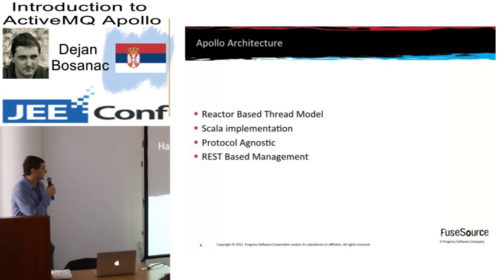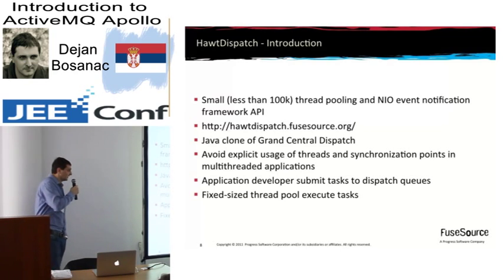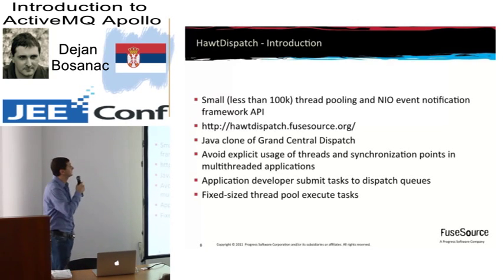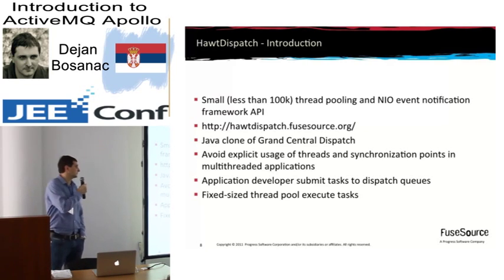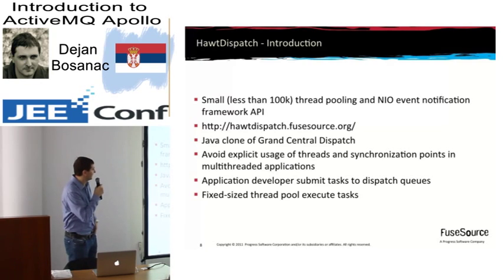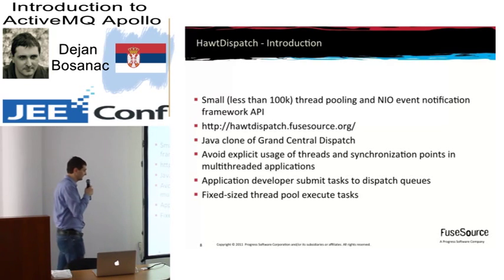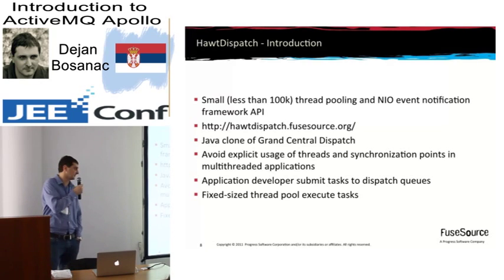So the central part of the new broker architecture, this reactor-based threading model, is implemented in the HawtDispatch project. It's a small library, basically a thread pooling and NIO event notification framework. It's available at GitHub, and it's developed by FuseSource. What it basically is, is a Java clone of Grand Central Dispatch. It's a technology developed by Apple for their needs, and it's their C library for doing this kind of stuff.